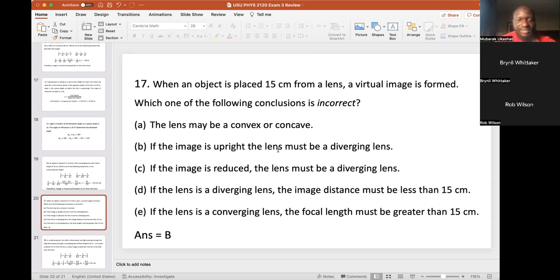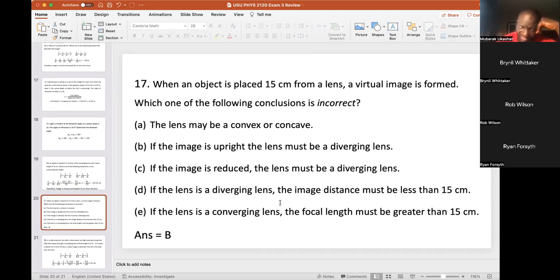If the image is upright, the lens must be a diverging lens. Nope. Because a converging lens can also form an upright image, depending on where you place the object, if it's between the focal point and the lens. So this is incorrect. So B becomes the answer that's incorrect. Every other thing must be correct.